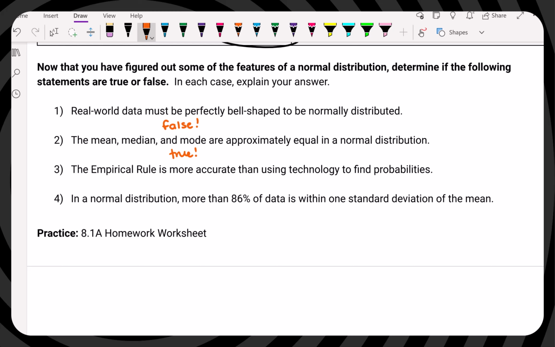Question number 3, the empirical rule is more accurate than using technology. Now, we didn't use calculators to calculate the probabilities. You would typically do that in a statistics class. Using the empirical rule, you are rounding. So if you use technology, technology is going to be more accurate, so the statement is false. And then in a normal distribution, more than 86% of the data is within 1 standard deviation. As far as I know, within 1 standard deviation is 68% of the data.